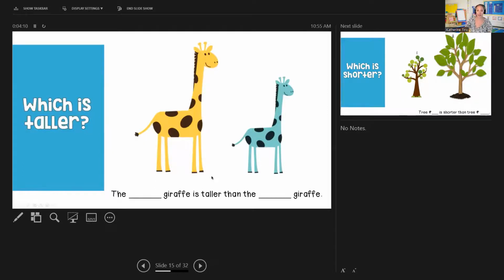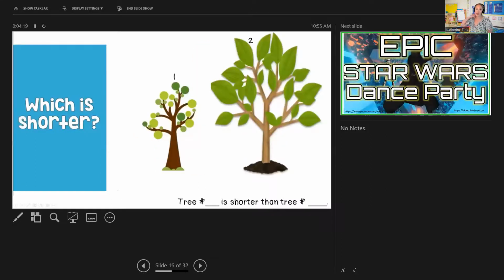So the answer for this is the yellow giraffe is taller than the blue giraffe. What about this one? So we have tree number 1, tree number 2. Tree number blank is shorter than tree number blank. Pause and talk about your answer. So for this, we would have tree number 1 is shorter than tree number 2.